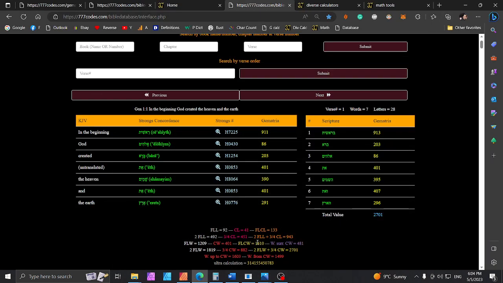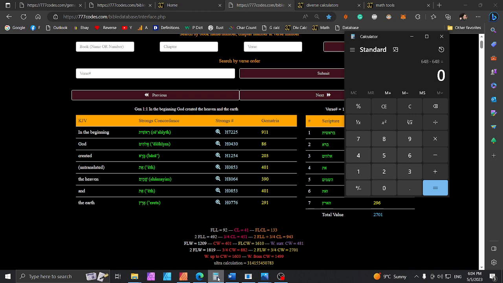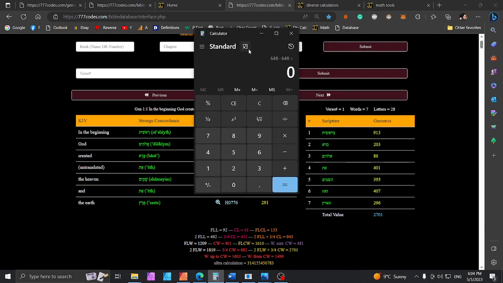So the first thing we have to understand is that the first verse of the Bible in Hebrew, which is the original language the first verse is written in, this first verse, with all words added, equals 2701. 2701 is 37 times 73. So it's 37 times its mirror.